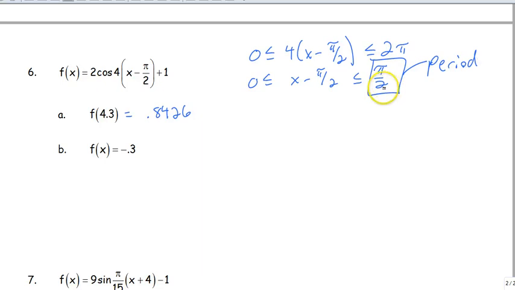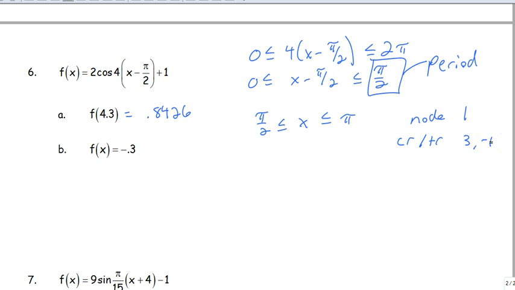Okay? Now, let's do the shift though. So let's add pi over 2 to both sides. So I get pi over 2, and then it goes to pi. And then we also have to figure out where the midline is. The midline is at 1. The max value, or the amplitude, is 2, so the crest is 3, the trough is 1 minus 2, negative 1. So we go 3 comma negative 1 for the max and min values.